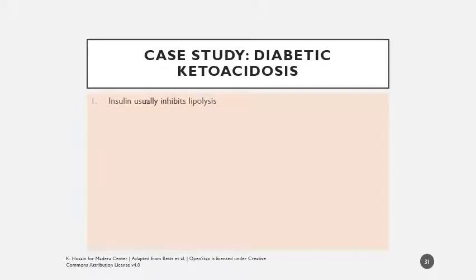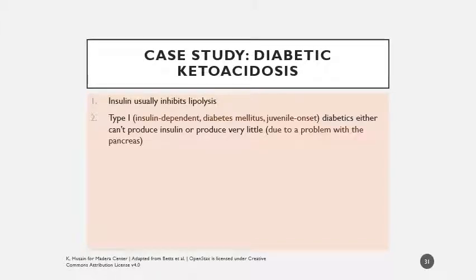This is a summary of what I just said. Insulin inhibits lipolysis, but people who have type 1 diabetes are insulin dependent, they have to take insulin. It's also called diabetes mellitus or juvenile onset. So type 1 diabetics can't produce insulin or don't produce enough due to a problem with the pancreas.